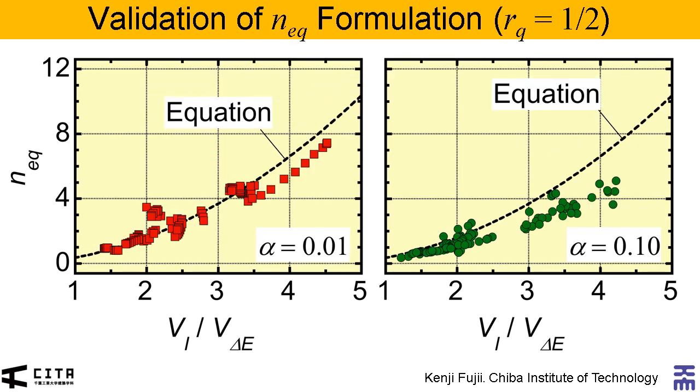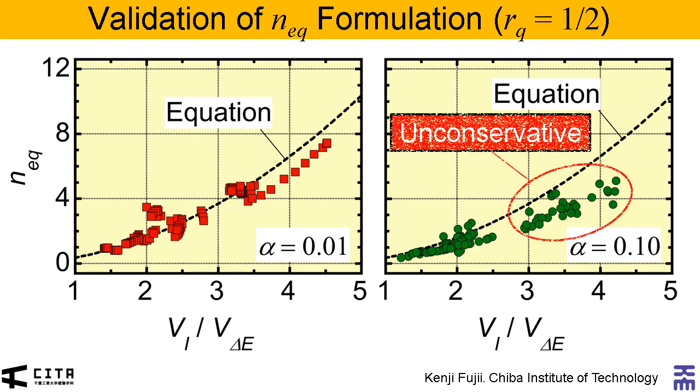Next, here shows the comparisons in case of RQ equals 1 over 2. As shown in the right figure, in case of alpha equals 0.10, the proposed equation is unconservative. The proposed equation is still satisfactorily accurate in case of alpha equals 0.01 as shown in the left.